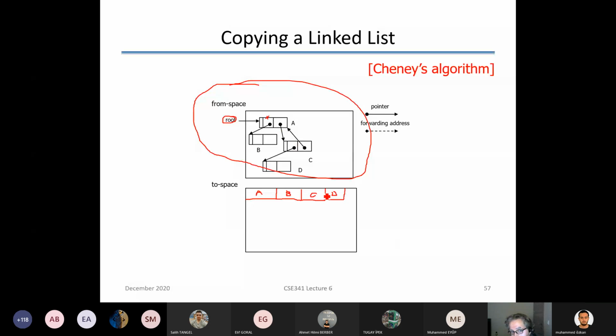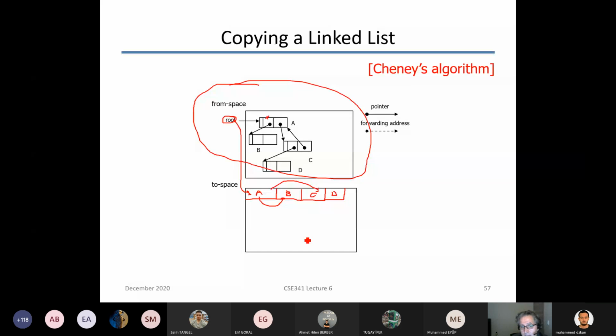Now, of course, these addresses are wrong. First of all, root should now be pointing to this guy, and A's first part should be pointing to B, and A's second part should be pointing to C. I have to do this, but I can, because I know where I copied them. I can just go through those references and update them. This is the algorithm, the Cheney algorithm. It's a very simple algorithm.